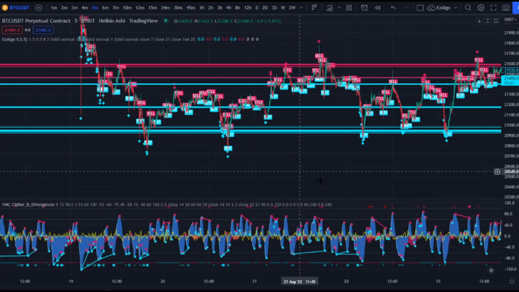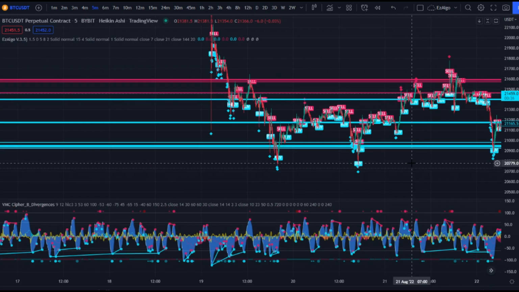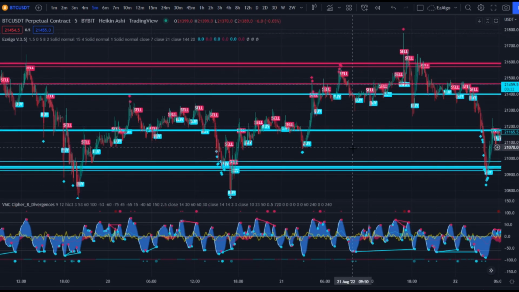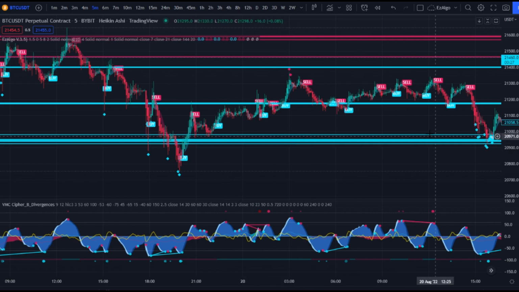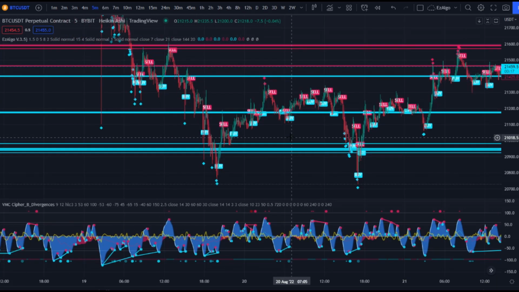All right, so you're going to load in Fu Manchu Cipher B, and now we are ready to start trading. So the rules go as follows. First thing we're going to do is wait for price to come to an EzAlgo zone. By zone, I mean an area of interest where there are multiple EzAlgo support levels.